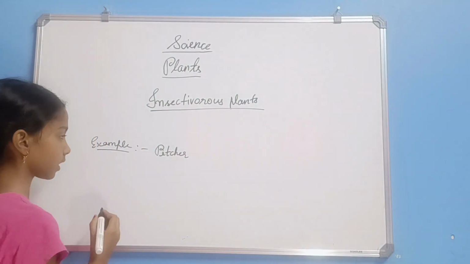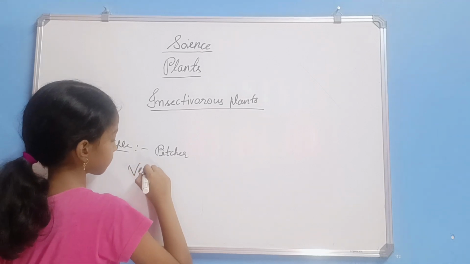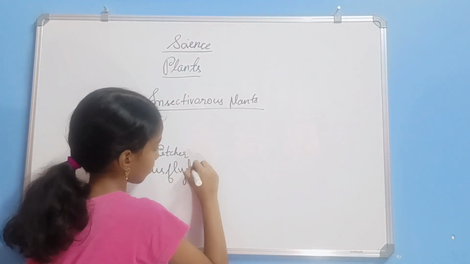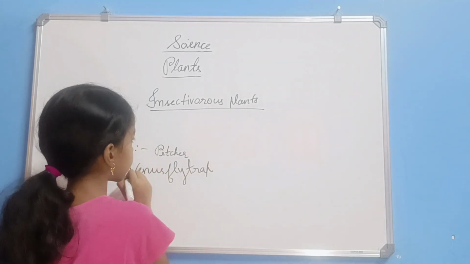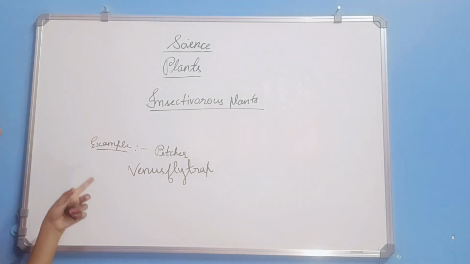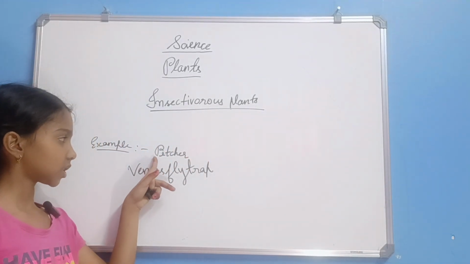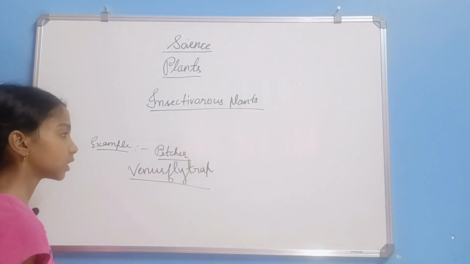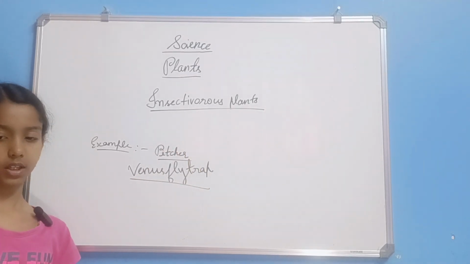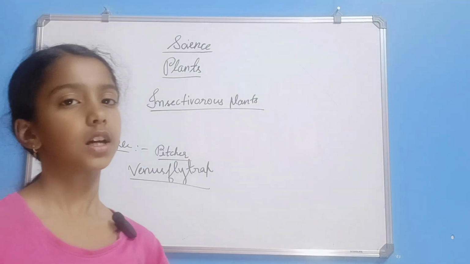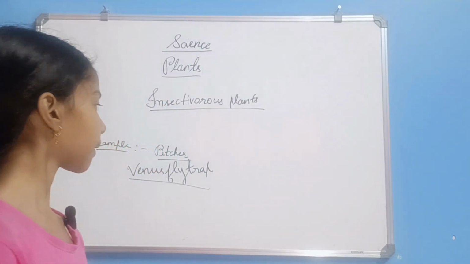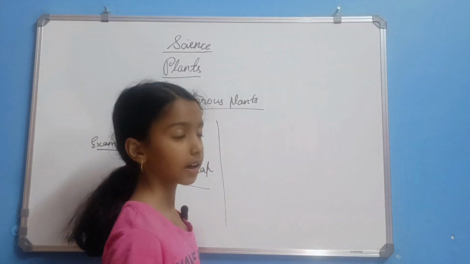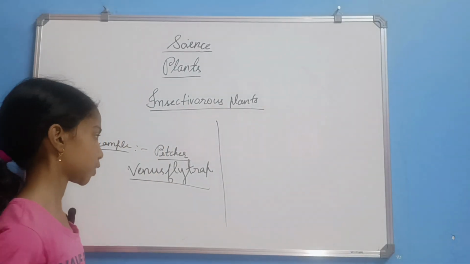Next, Venus flytrap. It is also an insectivorous plant, pitcher and Venus flytrap. Both are insectivorous plants. How is it an insectivorous plant? Okay, I will show you. See, first I will show you the pitcher plant.